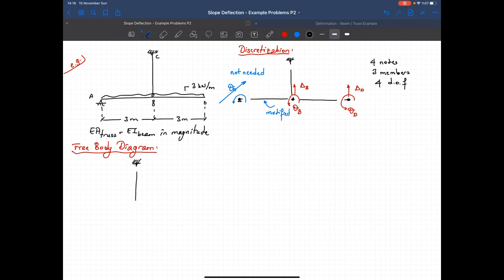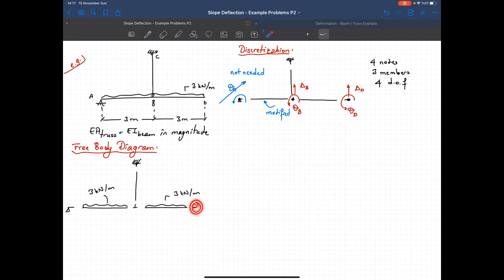So that's our truss member, that's member AB, node B, that's member BD, and node D. I have a uniformly distributed load here and a uniformly distributed load here, 3 kilonewton per meter, 3 kilonewton per meter. All right, let's come to this member. Let's take a look at this member now.